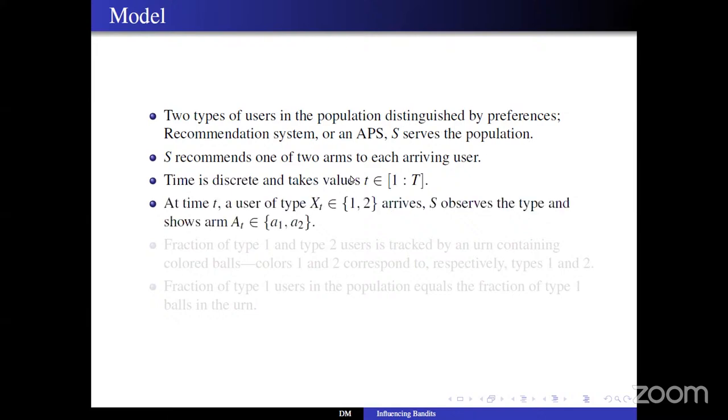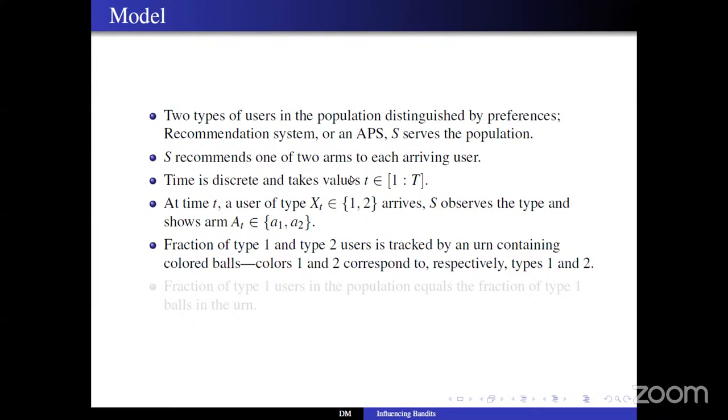Time is discrete, and at time t, a bit of notation, there's a user whose type is x. x takes values in 1 and 2, and arrives, and there is the system S, the recommendation system, which observes the type. It knows the type of the user and shows one of the two arms, the ads. They are A1 or A2. I could also call these 1 and 2, I just want to distinguish between them, that's why I'm calling them A1 and A2.